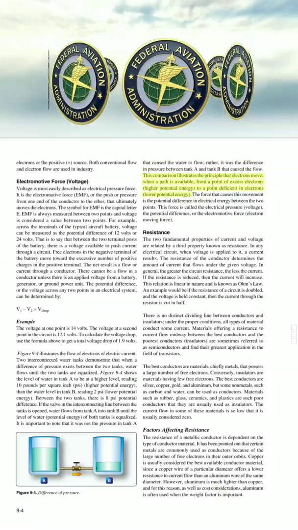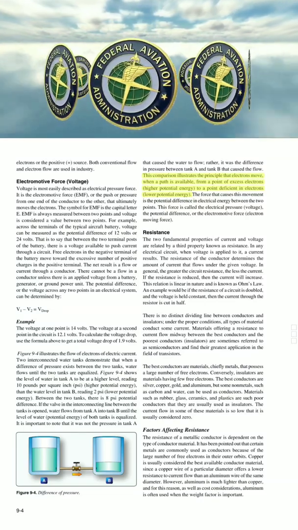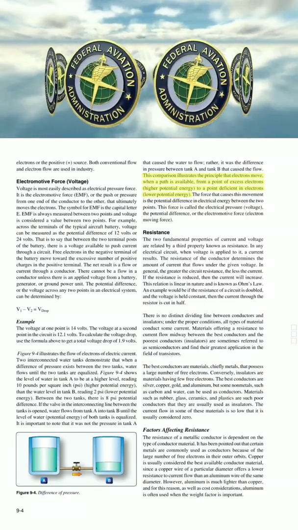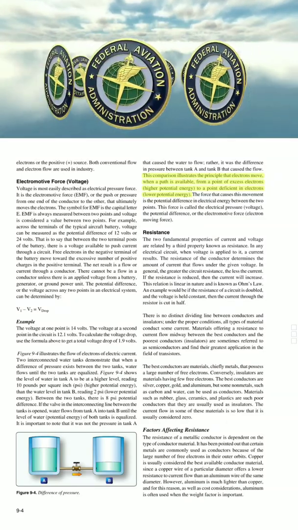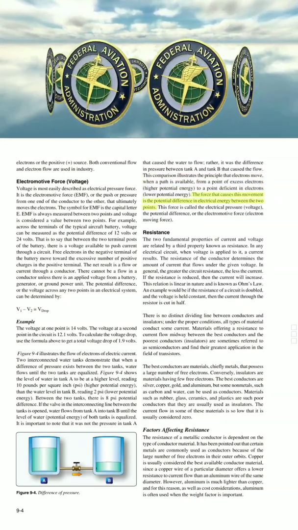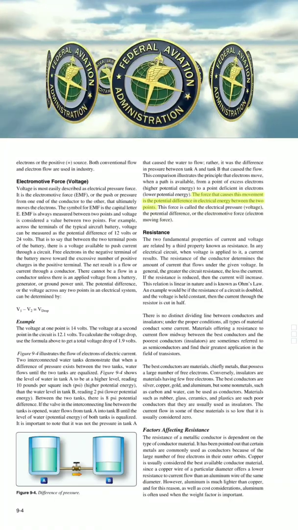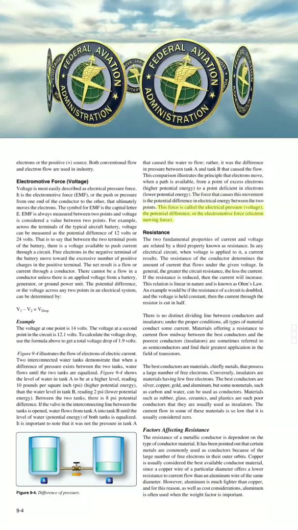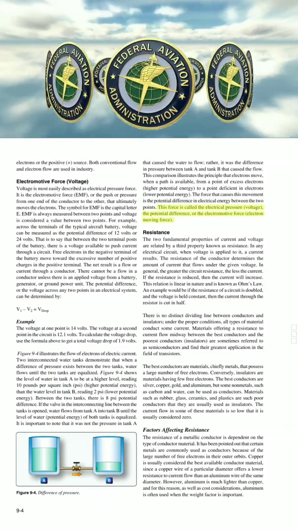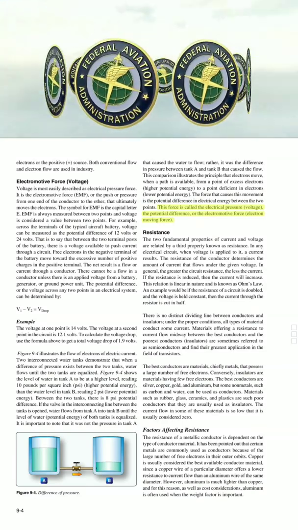This comparison illustrates the principle that electrons move, when a path is available, from a point of excess electrons, higher potential energy, to a point deficient in electrons, lower potential energy. The force that causes this movement is the potential difference in electrical energy between the two points. This force is called the electrical pressure, voltage, the potential difference, or the electromotive force, electron moving force.